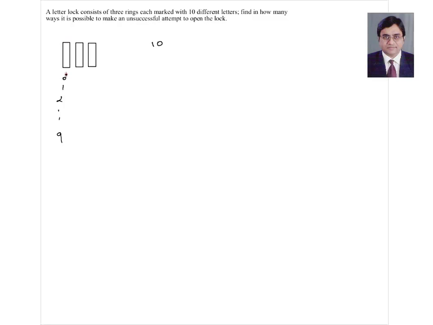In total choices, 10 choices, 10 choices, 10 choices. They're independent choices, so multiply. And out of the total choices, there can be only one right. Only one is right. Any questions, let me know.